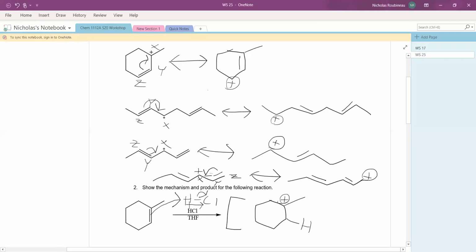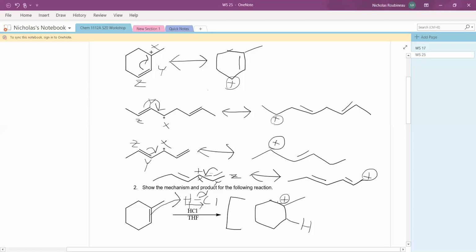And now we have, well, if we put the positive charge on the secondary position, then we could do a hydride shift, yes, but I don't think it would be wrong to do that, you're just adding extra steps to your mechanism. So it's simpler to just say that the positive charge starts here if you have an option between a secondary and a tertiary position.